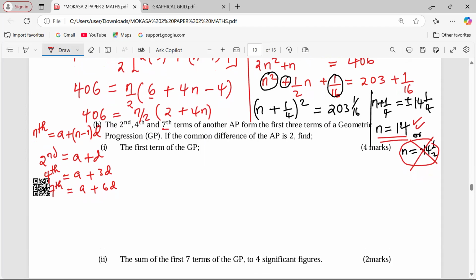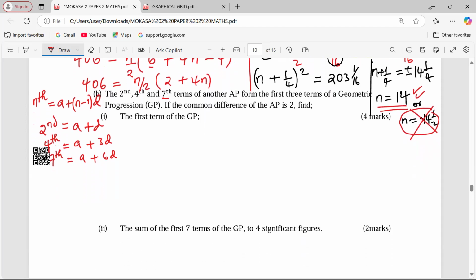But remember that D is known to be 2. The common difference is 2. So if the common difference is 2, then this second term can be established. So the terms are A plus D, which is A plus 2. Then the fourth one, A plus 3 multiplied by D, which is 2, we get A plus 6. And finally, the seventh term of the AP is A plus 12, 6 times 2.